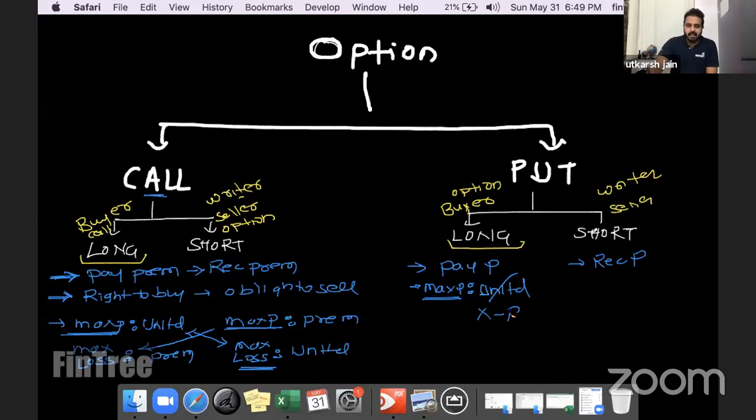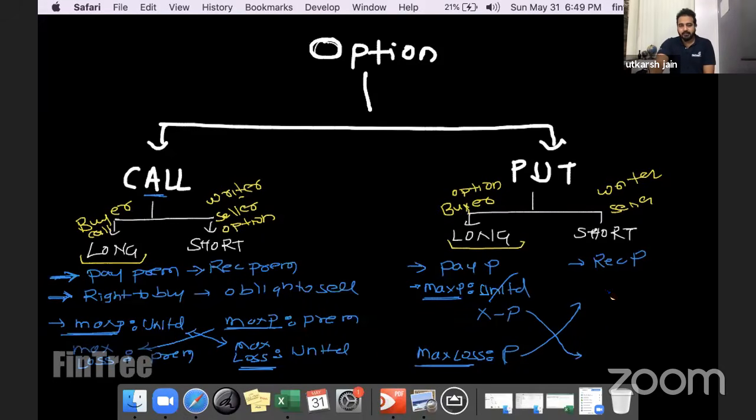Okay. And then how about maximum loss? What do you think? Maximum loss. If things go wrong, what do you do? You just lose the premium. You say, okay, fine, I paid the premium, I'm not going to exercise my option now. Job done. So you just lose the premium. And once you know this, it becomes easier for you to figure out what we have here.